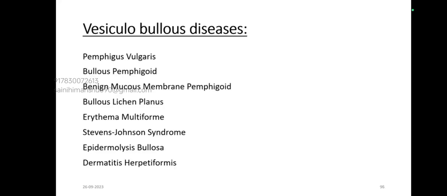Now come vesiculobullous lesions. These are the lesions that we confront in the textbook, but in the clinics we commonly confront pemphigus, bullous pemphigoid, and erythema multiforme. These are the features that usually come to our OP, and dermatitis herpetiformis is very rare, and other conditions like Stevens-Johnson syndrome are very dangerous. Usually they won't come for our management, maybe because of their very acute nature.